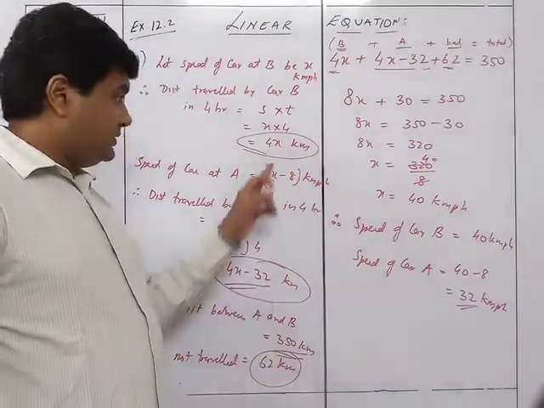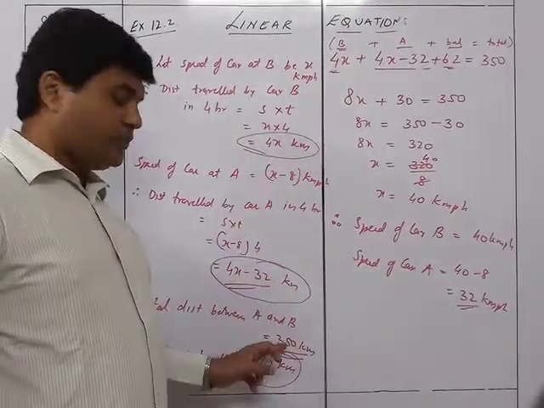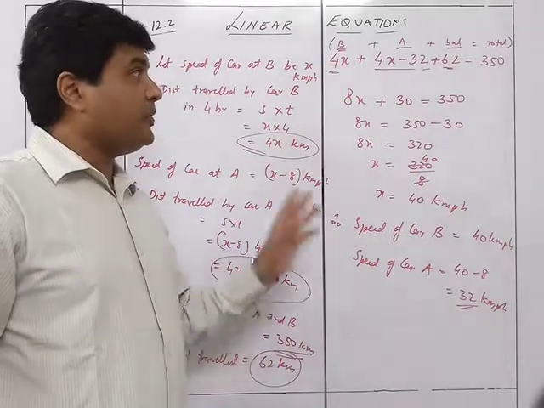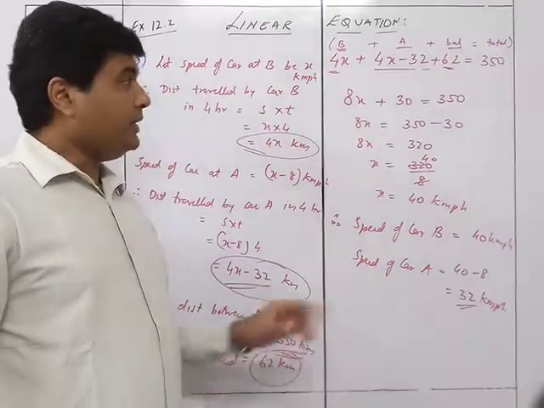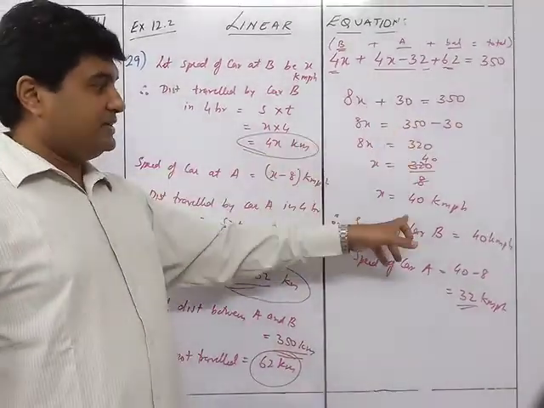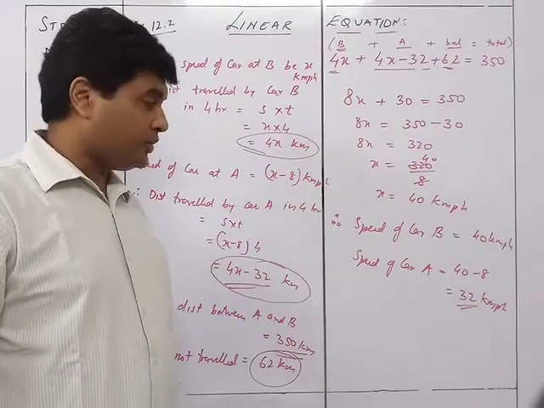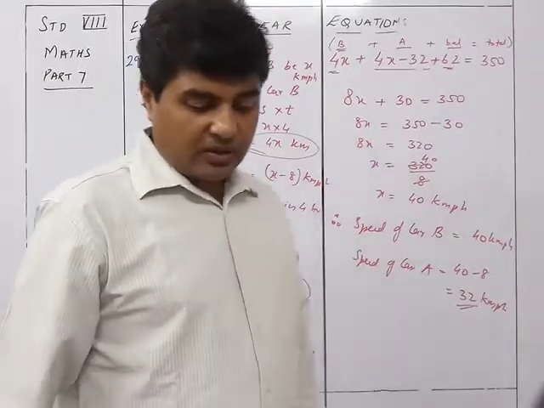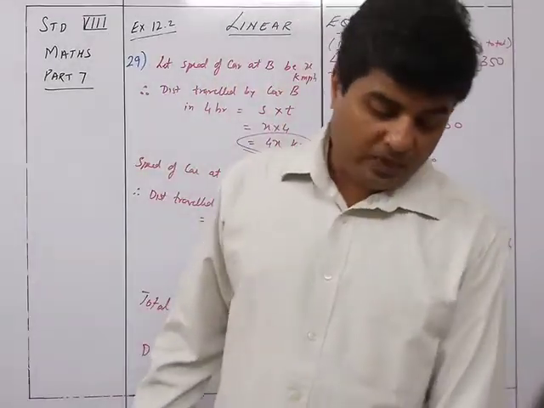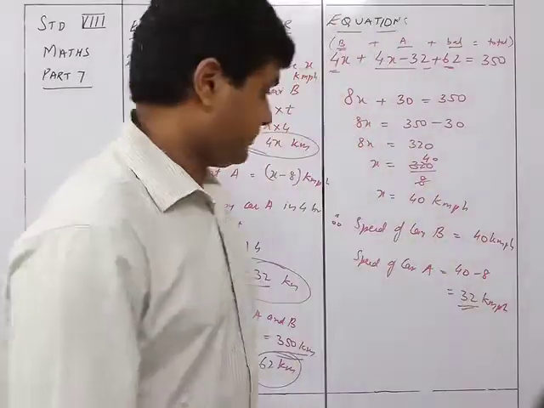So you know that this distance plus this distance plus this distance give you 350, which is the total distance between A and B. Okay, this gives you x is equal to 40 and x minus 8 is equal to 32 kilometers per hour. So that was sum number 29. We now move on to sum number 30.